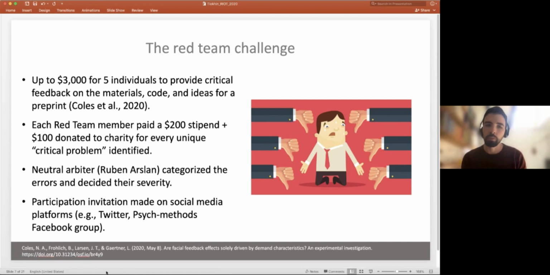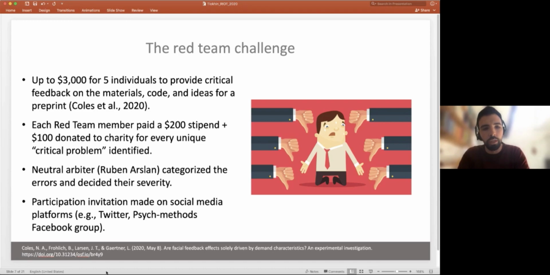And so what we did is we took a paper that was already pre-printed, and we conducted a sort of incentivized criticism of this paper. The paper was by Nick Coles, called Are Facial Feedback Effects Solely Driven by Demand Characteristics? He had already conducted it, and he was ready to submit it for publication with his co-authors. And so we put up $3,000 for 5 people to provide critical feedback on the materials, codes, ideas, every aspect of this paper.